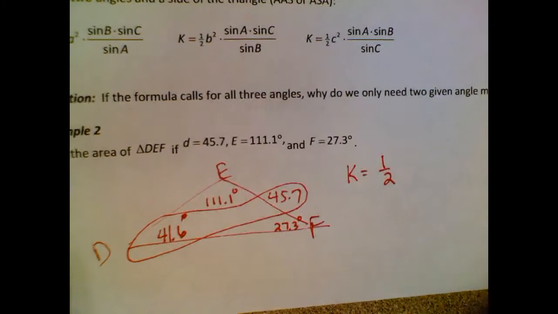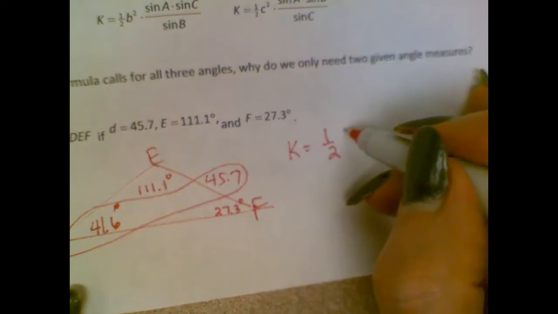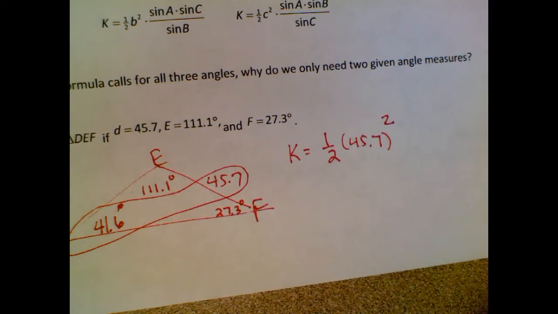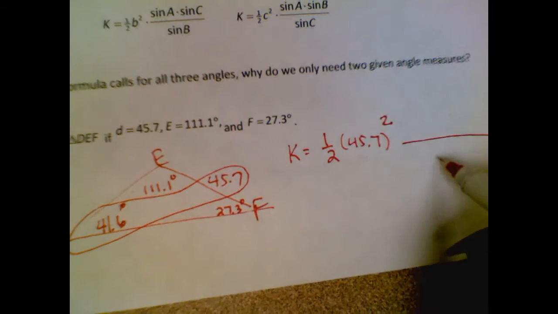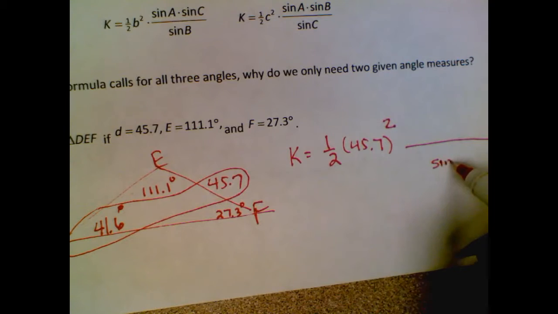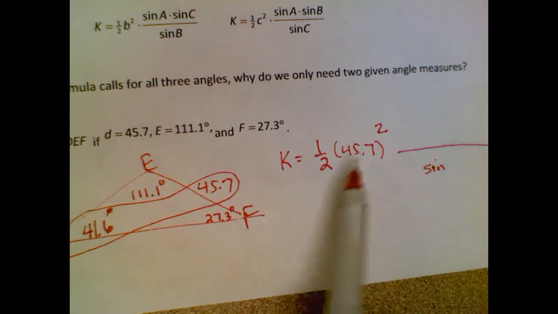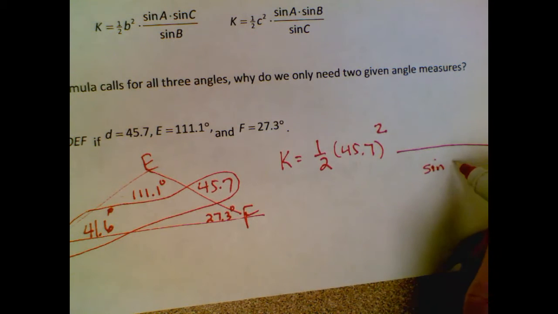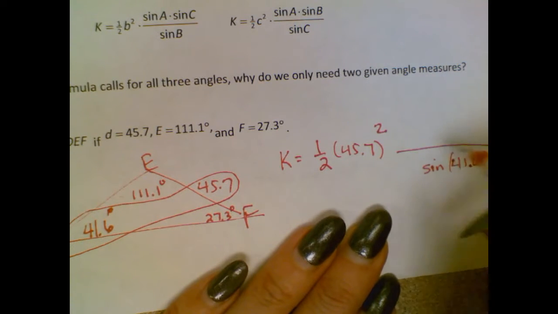Everyone start with 1/2. Then it's going to be the side. What's the only side we know? 45.7. So you're going to go 45.7, but you're going to square this. Everyone always forgets to square it. Then you have a big old fraction, and all of them are going to have angles, but I'm going to start with the one on the bottom. The one on the bottom is the one across from the side. What's across from 45.7? 41.6. That's the one that goes on the bottom. So that means the other 2 angles go on the top, and it doesn't matter which one's first.